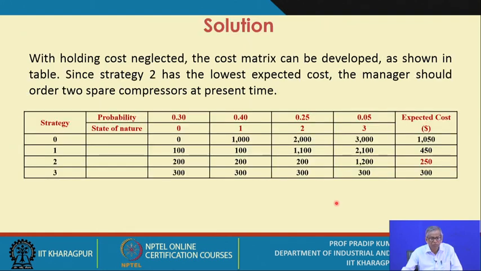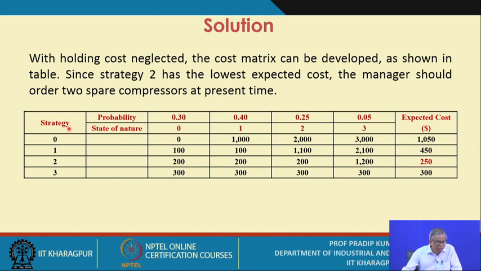Okay. Now, with holding cost neglected, in the first case we will assume that there is no holding cost for this particular numerical problem. And in the second case, we will relax this assumption. We will assume that the holding cost is 10%. So, with holding cost neglected, the first case, the cost matrix can be developed as shown in the table.